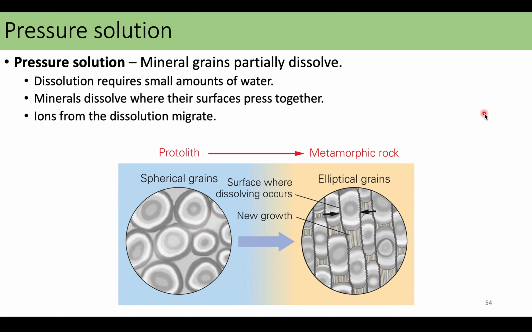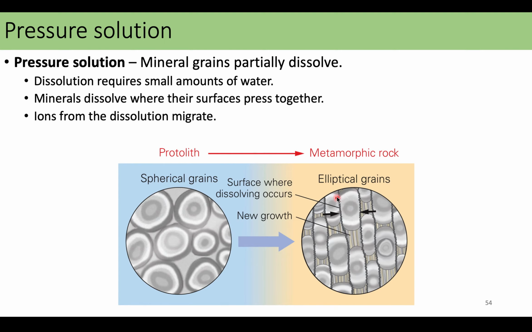So we can also have what we call pressure solution. This is where mineral grains will partially dissolve if there is a small amount of water involved. So minerals will dissolve where they meet. Here is our protolith, and there are spherical grains of these minerals along the planes where the minerals meet.